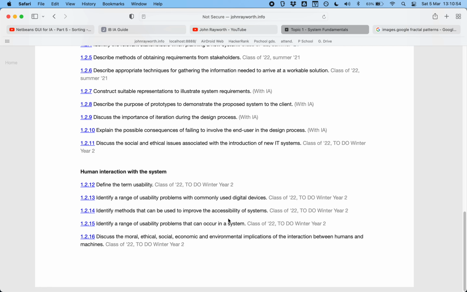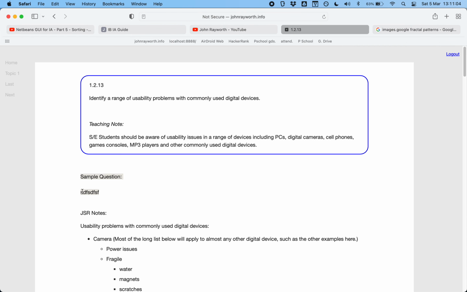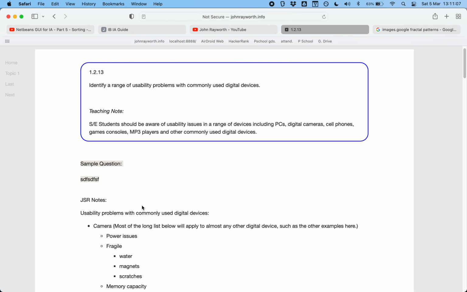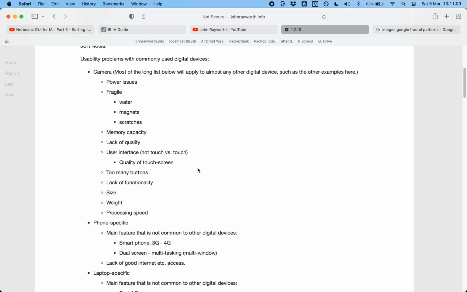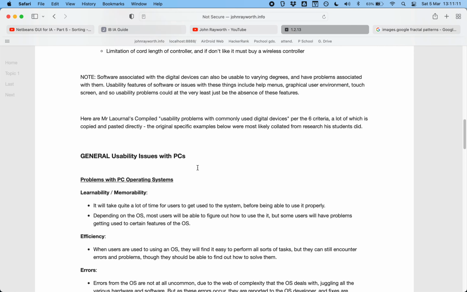And I actually, in the practice exam, asked a couple of questions, or at least one, that were about this. So with usability, we're talking about different kinds of devices, and we're talking about how easy they are to use.